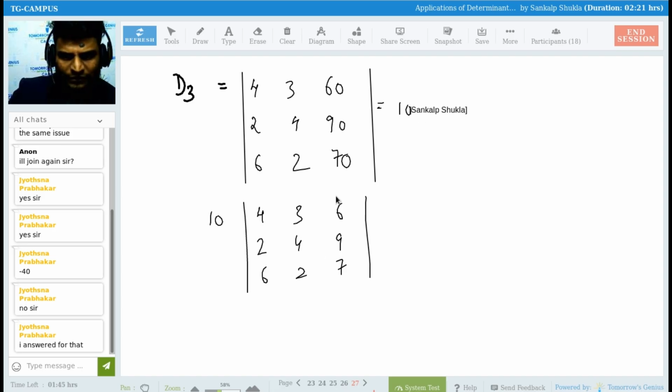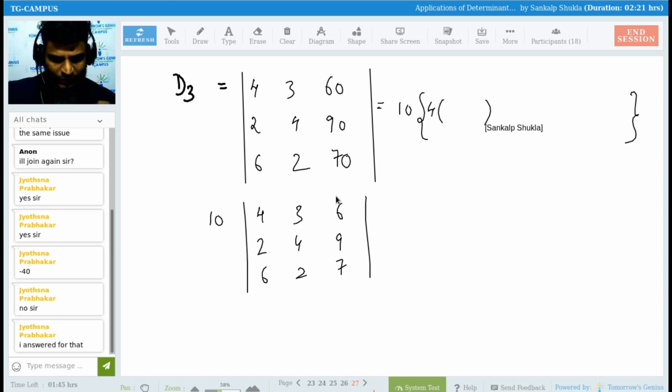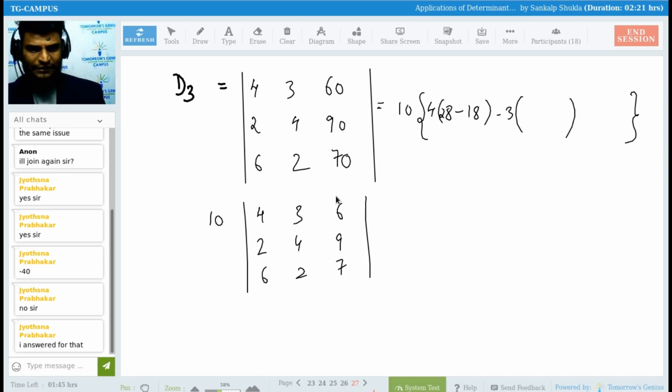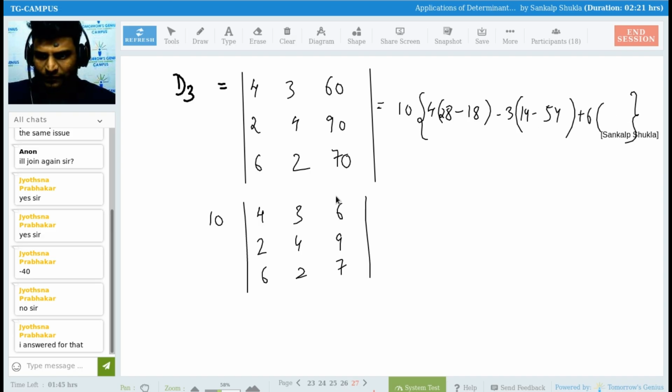Again, I'll expand it along R1. So 4 I'll write first of all. So it will become 7 4 is 28 minus 18. Then I'll write minus 3. So it will become 14 minus 54. And then I'll write plus 6. So it will become 4 minus 24.